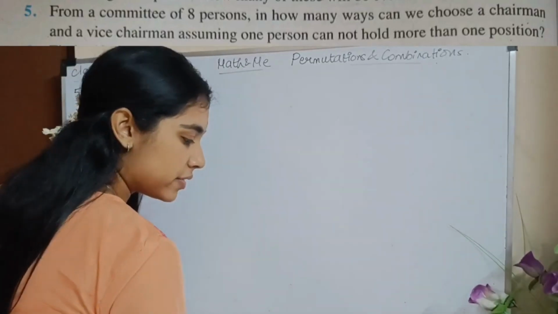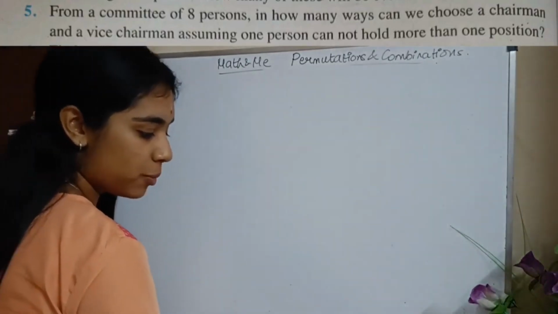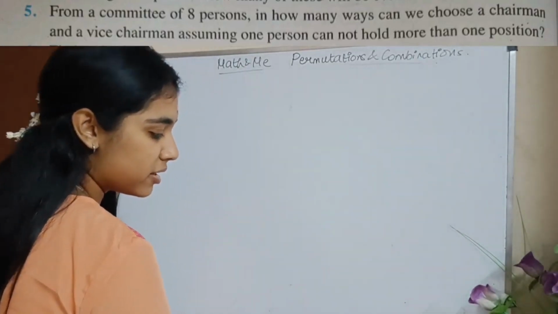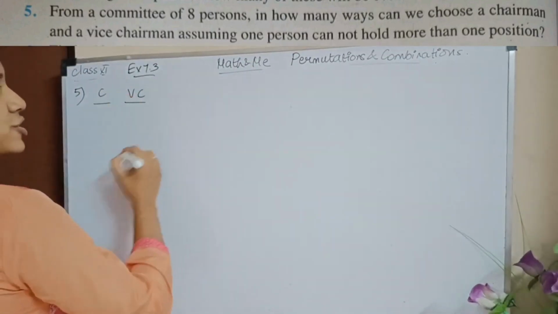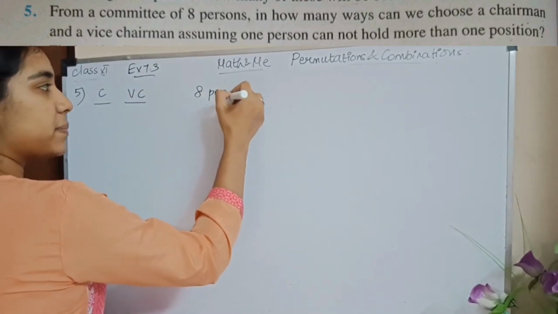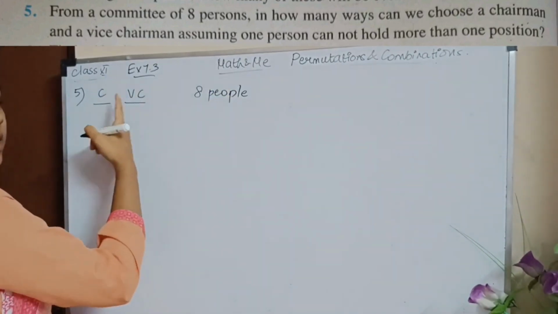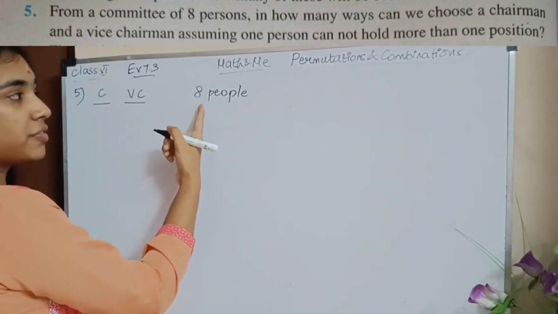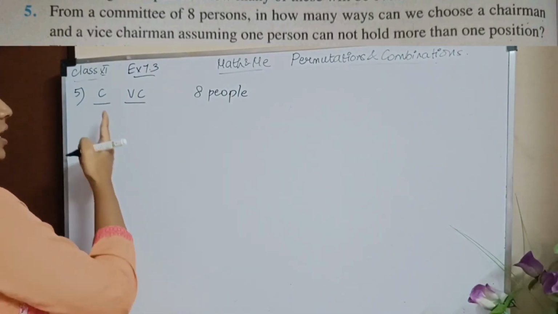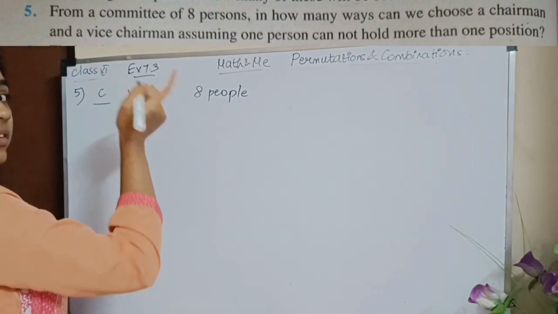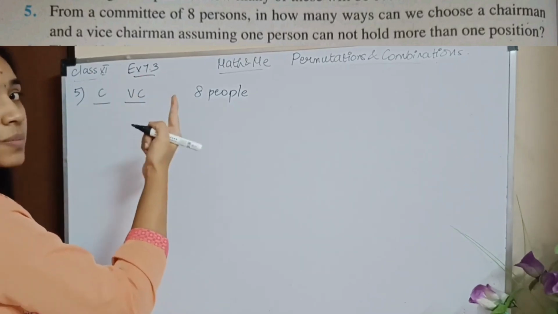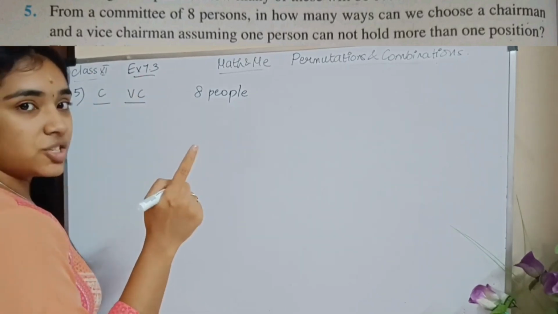Question number 5. From a committee of 8 persons, in how many ways can we choose a chairman and vice chairman? So I need 2 people, chairman and vice chairman, out of 8 people. So I need to choose 2 people out of the 8 and they have to be in order. The first person can be a chairman and the second person can be a vice chairman, or the first person can be a vice chairman and the second person can be a chairman. If you interchange, it will be wrong.